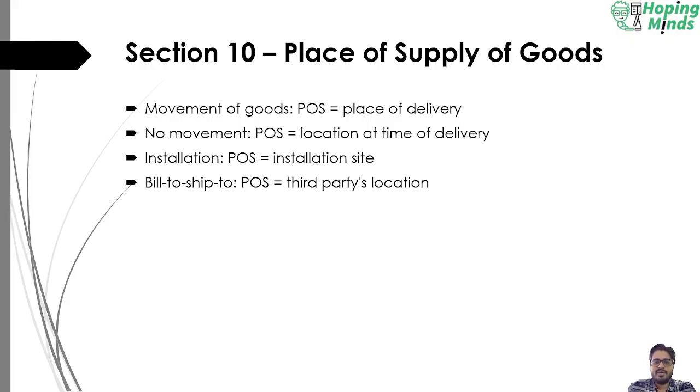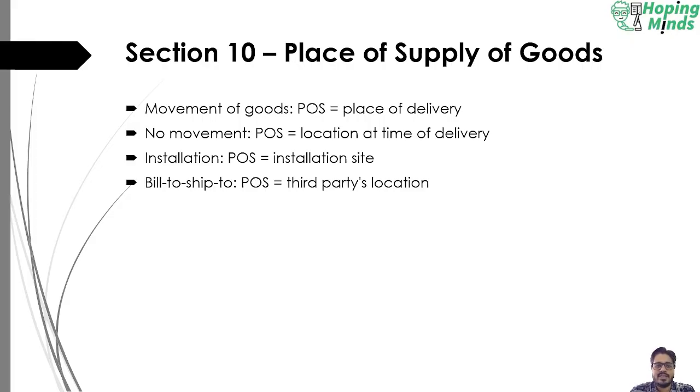Then we have transactions where no movement of goods is involved. So if goods are sold without movement, that is, for example, at seller's premise or on-site delivery, then the place of supply is the location of the goods at the time of delivery. For example, a factory sells equipments located in its warehouses in Delhi. So the place of supply in this case will be Delhi and CGST and SGST shall be applied.